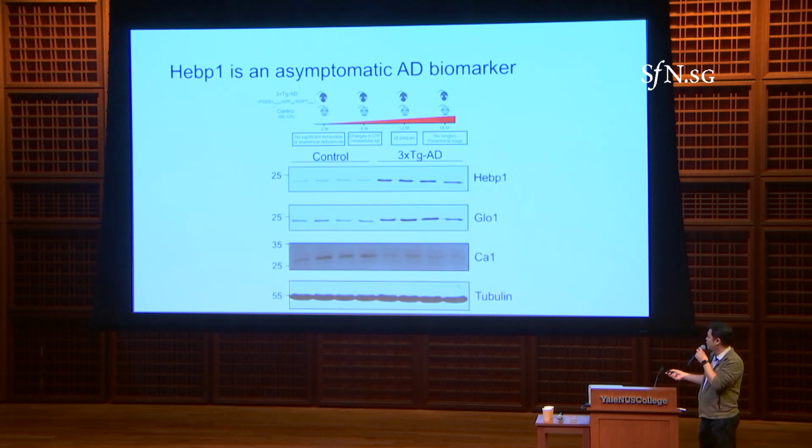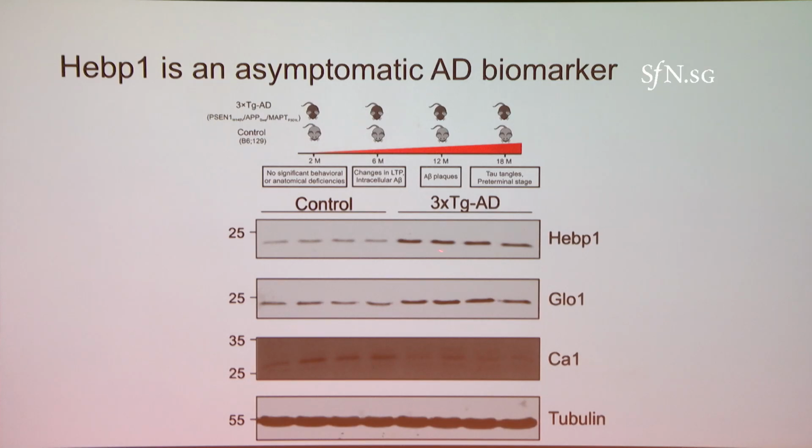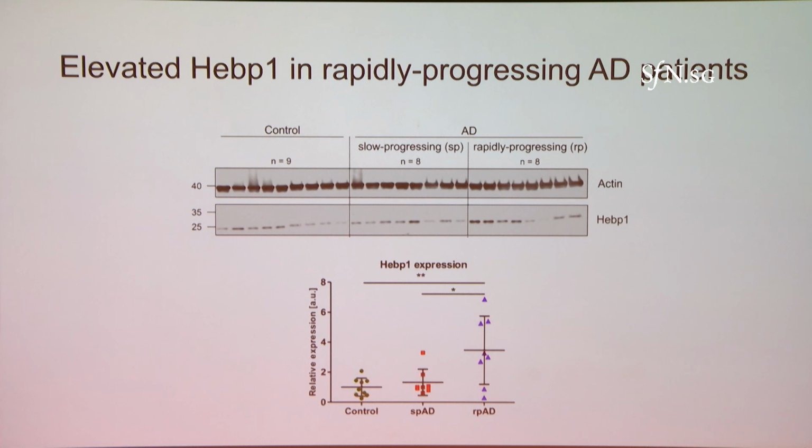Now we validated this first in the mouse model. We took brains from 2-month-old wild type and 3xTg-AD mice, and you can see that HEBP1 is consistently upregulated in comparison to controls itself. Now you might be asking, okay, fine, this is the mouse, what about humans? So we were very lucky to be collaborating with our clinical partners, and even though they gave us a very small sample data set, what we could already see is that particularly in the aggressive forms of AD itself, HEBP1 is significantly upregulated as compared to controls.